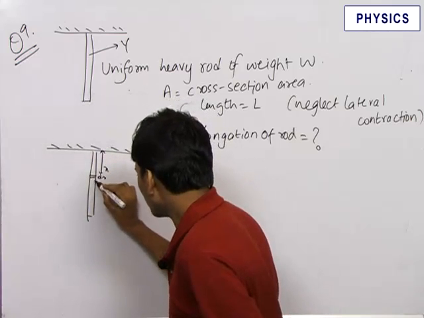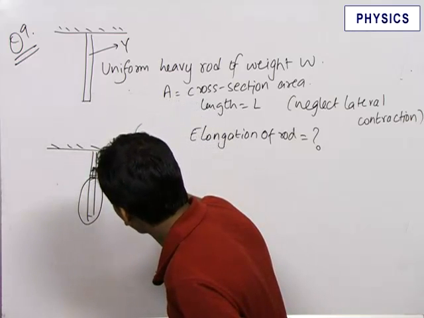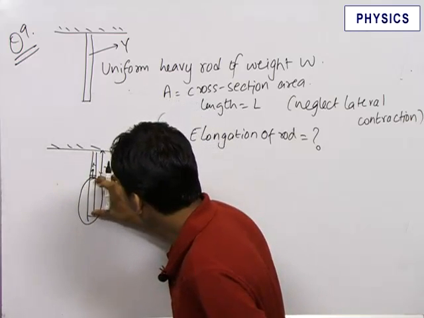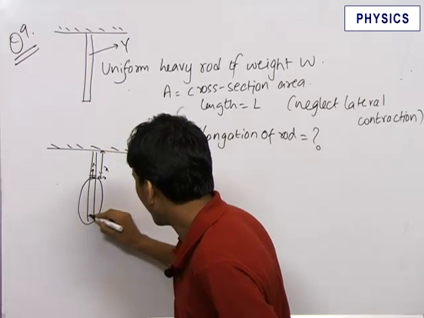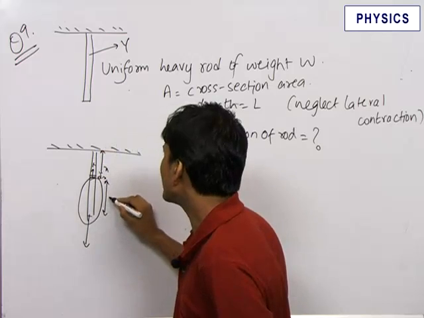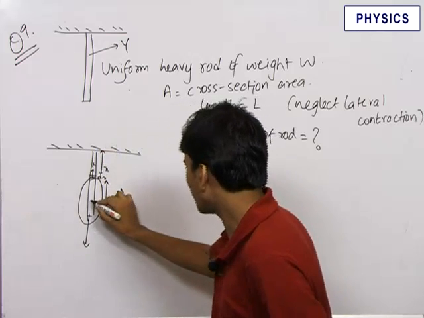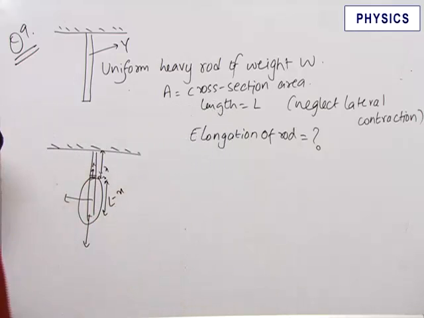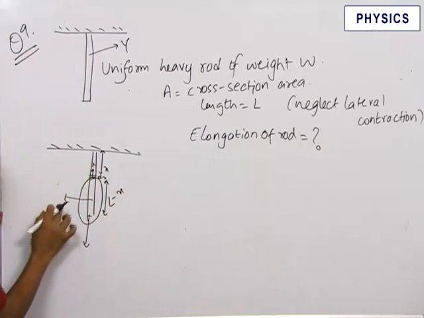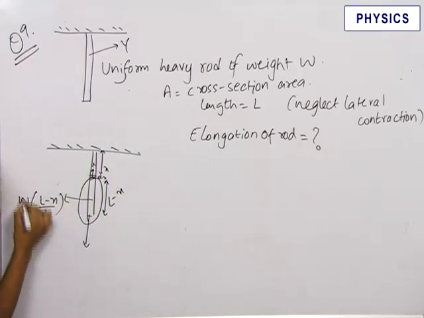If we cut this out, there is a tension T acting on this lower part of the rod in the upward direction, and the mass of this portion of the rod is, this length is L minus x. Therefore, the weight of this portion comes out to be equal to W into L minus x upon L.